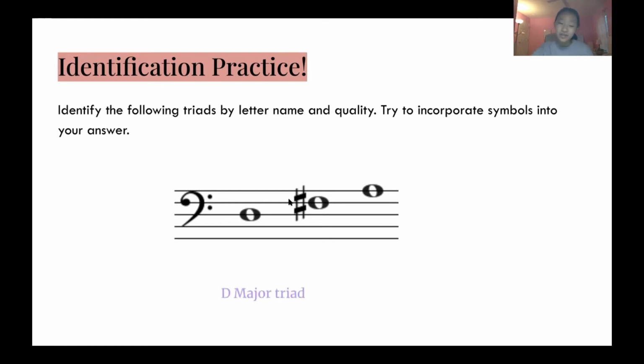Okay, so for this one, the answer is D major, and it's almost identical to the process we used to figure out the A major one. So D to F sharp is a major third. I don't know why it's not letting me write. Okay, major third, and then F sharp to A is a minor third.